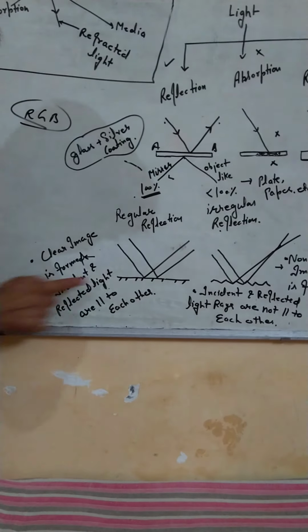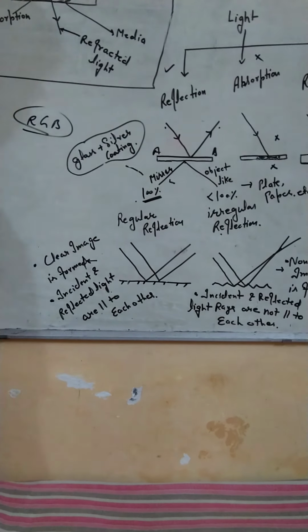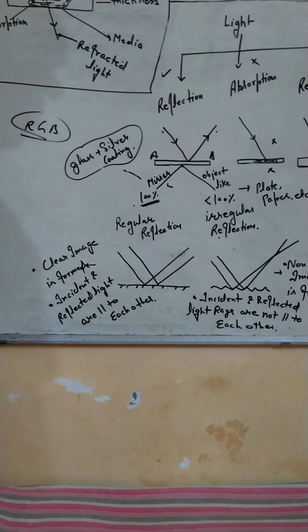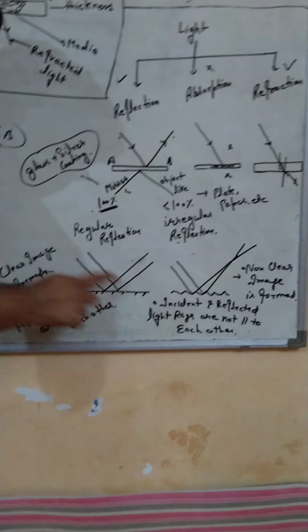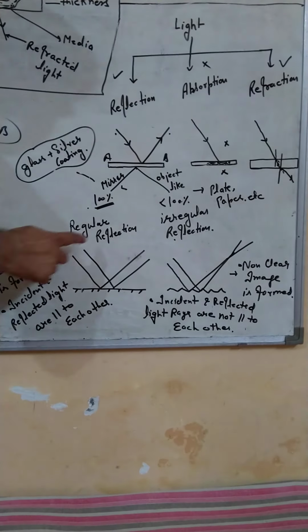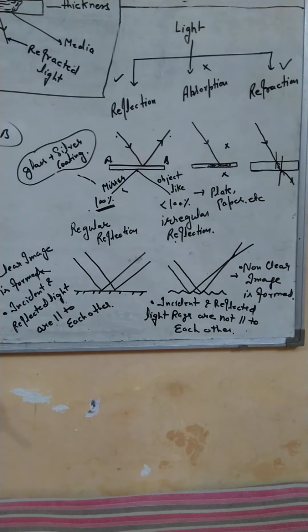There are two main things. The clear image is always formed in case of regular reflection, and second, incident and reflected light are parallel to each other. Both properties are generally associated with that mirror, and such type of regular reflection can be seen in a mirror.